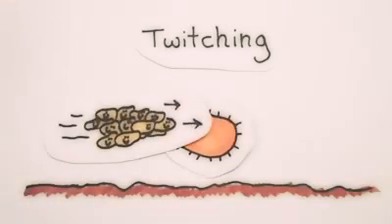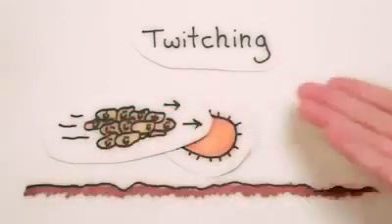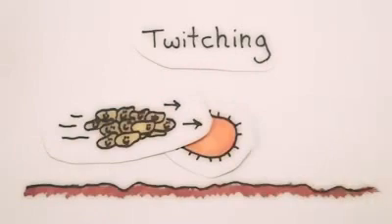Also like gliding, twitching motility in different types of bacteria is likely controlled by a variety of mechanisms that are classified as twitching based only on the jerky movements that are observed in the bacteria.